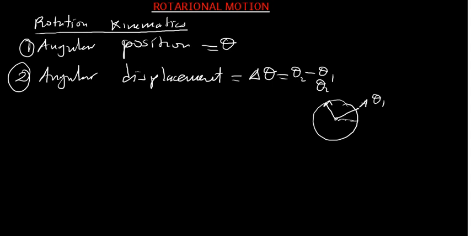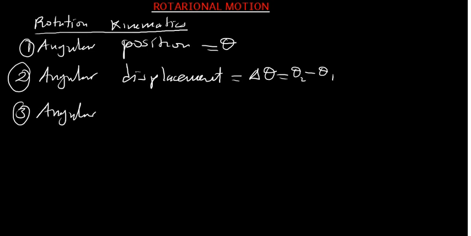Just like in a straight line, if an object was at point A and now it is at point B, the displacement is this minus this. So that is angular displacement. Another thing we want to understand is angular velocity. How fast is something moving around a circle? That is angular velocity, represented by the letter omega.